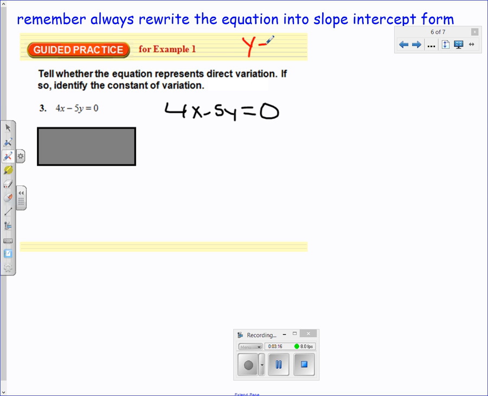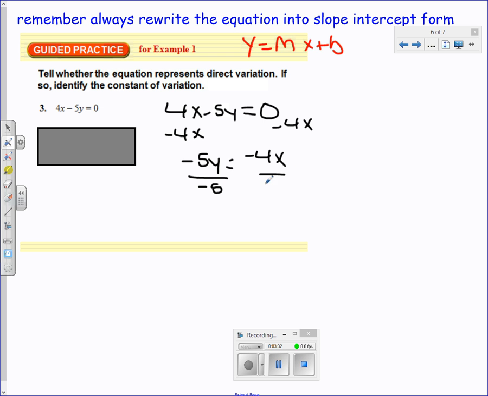So next example, we have 4x minus 5y equals 0. Again, my goal, y equals mx plus b. How do I get 4x to the other side? The opposite of positive 4x is negative 4x. Negative 5y equals negative 4x. Divide both sides by negative 5. Recalling that a negative divided by a negative is a positive, we have y equals 4/5 x. There is no y-intercept. My y-intercept is 0 in this case, so it is direct variation. My constant of direct variation would be 4/5. Again, k represents the constant of variation.